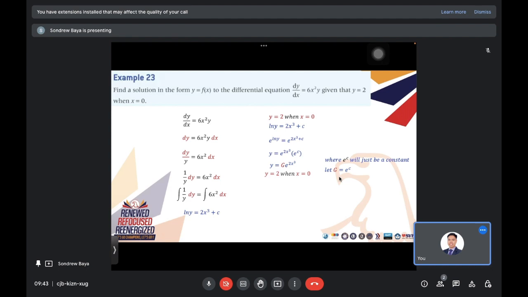At this point, since it's now simplified, we can further find the value of g. And that is when we put in y equal to 2 and x equal to 0. If we do a little bit of manipulation here, g will just be equal to y over e raised to 2x cubed. Putting in the values of y and x, we get g equal to 2. Therefore, the solution to this function will just be y equal to 2 times e raised to the power of 2x cubed.